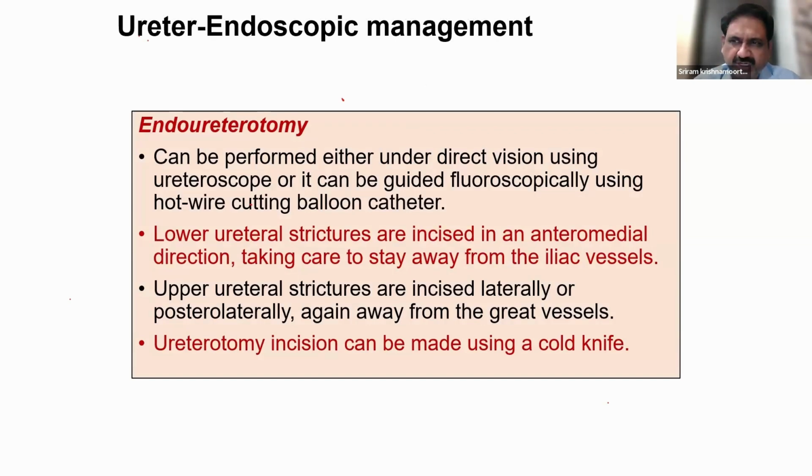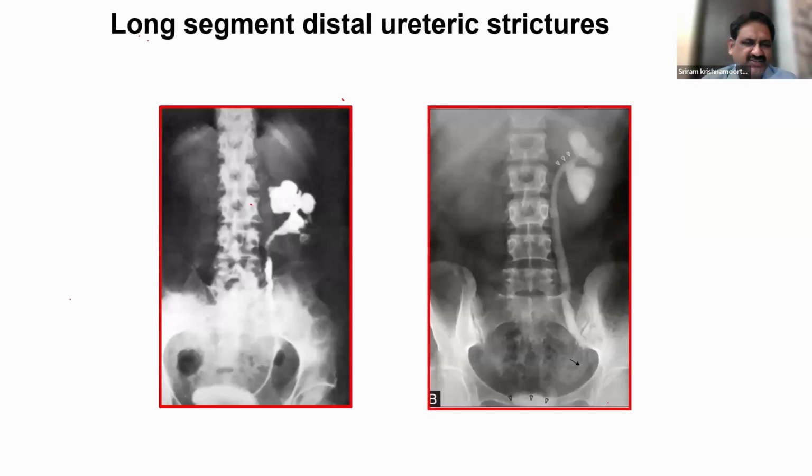The only thing you should remember is that if you are doing it at the level of the iliac vessel crossing, make sure that your incision is not directed towards the iliac vessels. You have to stay a little away from the line of the iliac vessels, the place where it actually crosses the ureter. Next slide, please. Long segment strictures, as I had mentioned earlier, can go for ileal ureter replacement.